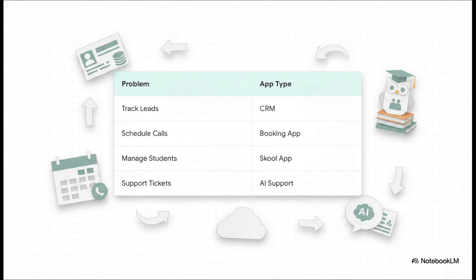Replit becomes incredibly powerful when you match specific business friction points to the exact type of internal portal or dashboard needed to solve it. Are you losing track of leads? Build a simple CRM. Need to manage student progress in a course? Build a Skool companion app. Is your support inbox completely overflowing? Build an internal AI support tool to summarize those tickets. The key takeaway here is, don't just build an app because it sounds cool. Build it because it removes a real bottleneck.